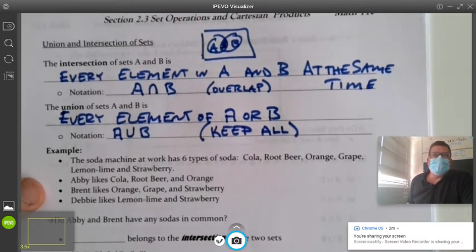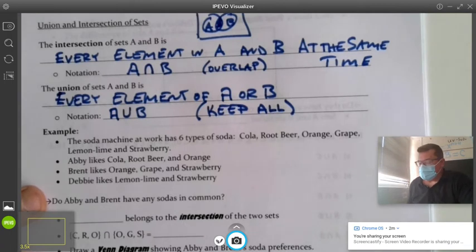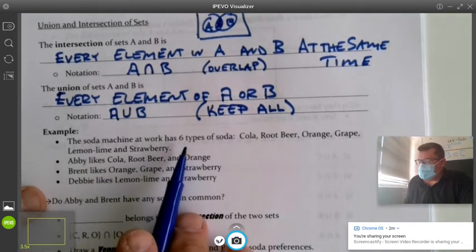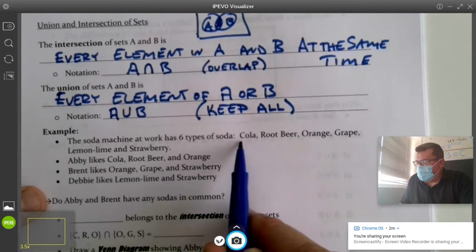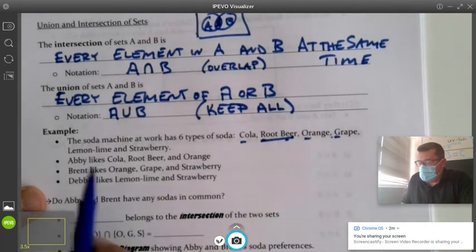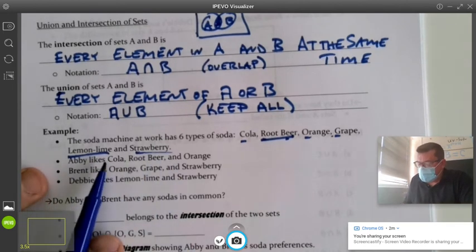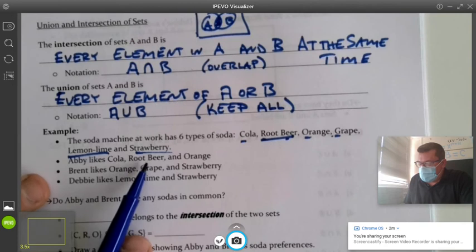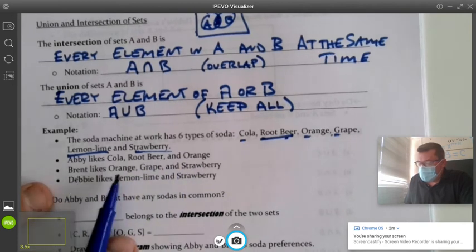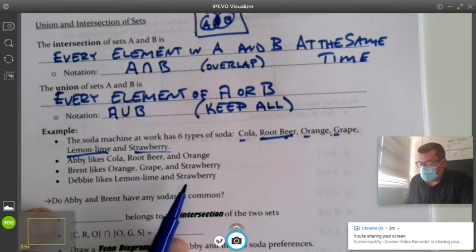It's easier sometimes to do these things when we have sample problems. So let's see the samples. Soda machine at work has 6 types of soda. Abby likes cola, root beer, orange. Brent, orange, grape, strawberry. Debbie, lemon lime, and strawberry.